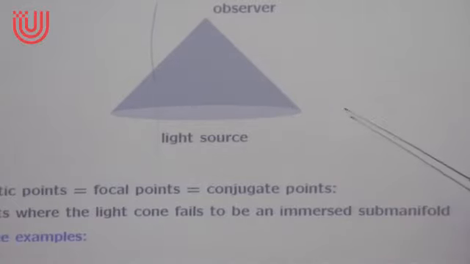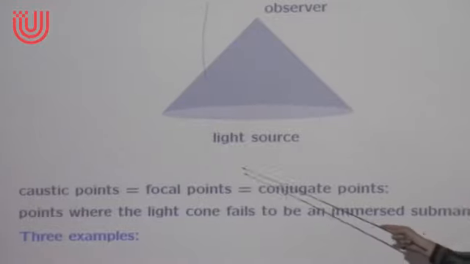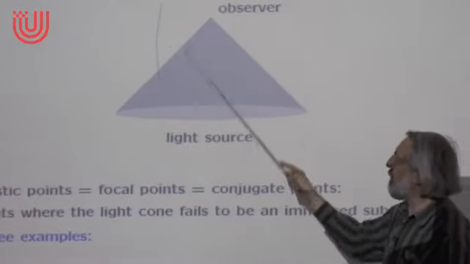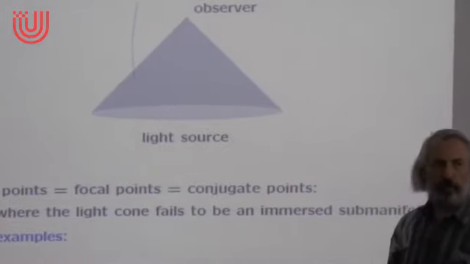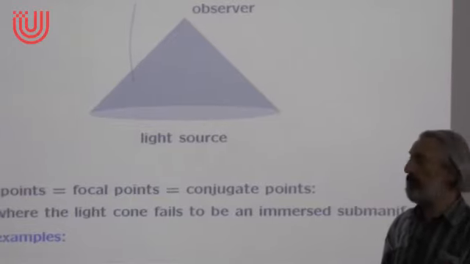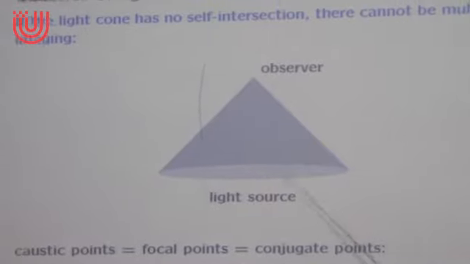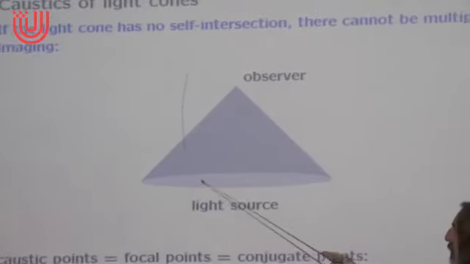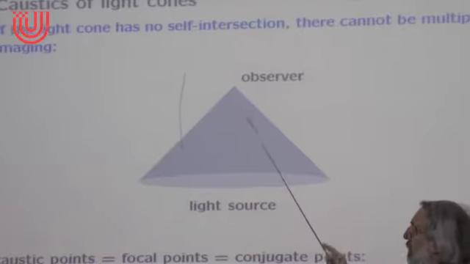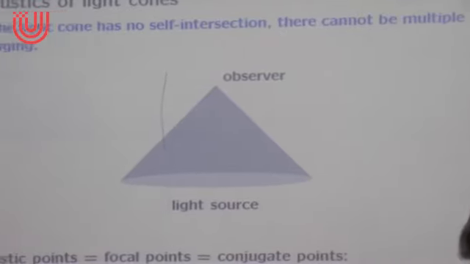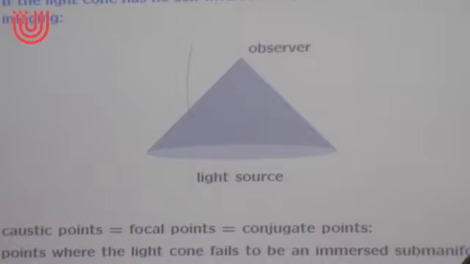And if the light cone looks like this, then the world line of every light source has precisely one intersection with the light cone. That's the situation in special relativity, when we have no gravitational fields. And then there is no gravitational lensing. There's no multiple imaging. Multiple imaging would require that the world line of the light source intersects the light cone at least twice. Then we would have multiple imaging.